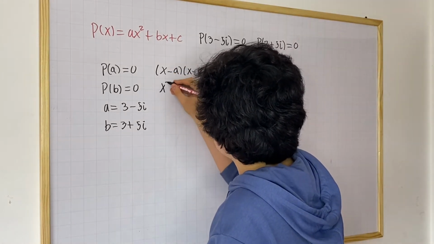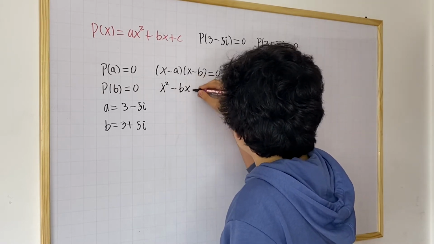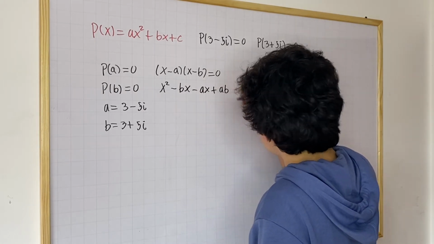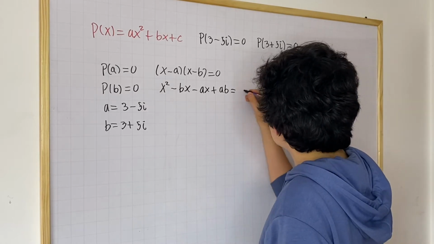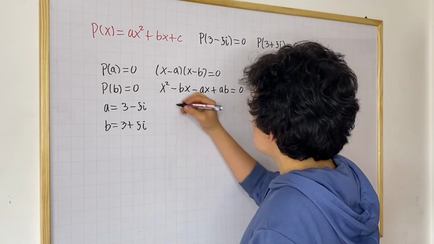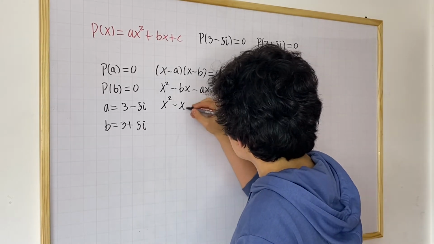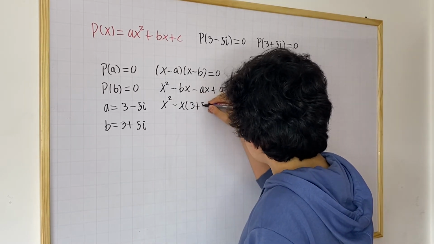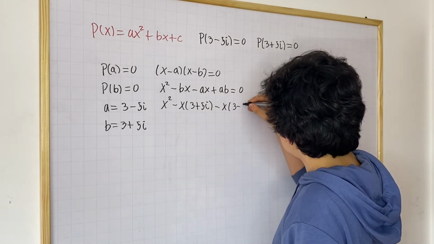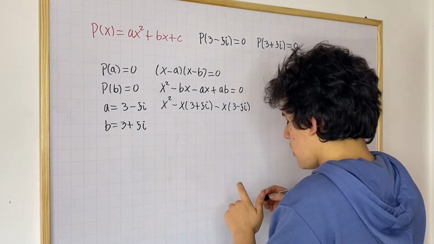So we would have x squared minus bx minus ax and plus ab. Okay, this is the form that we get, and this is going to be equal to 0. Now what you can do is you simply plug in the values that you know. So you get x squared minus bx, so b we know how much that is, so we're going to have x times 3 plus 5i minus x times a, 3 minus 5i, and now the product between these two guys.